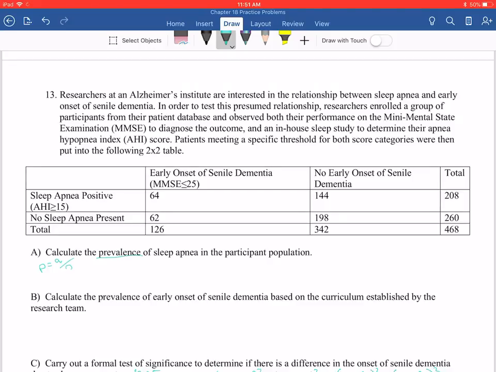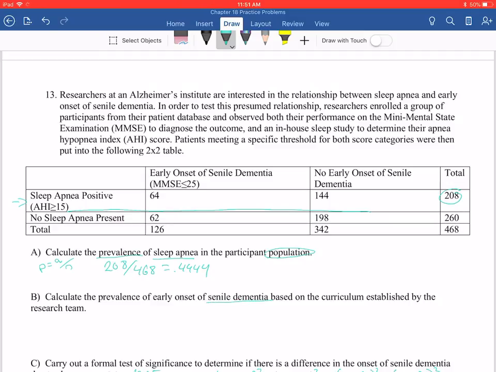So here we have our prevalence. Remember, prevalence is going to equal A over N, the total. It's whatever area we're looking at. For this one, we're looking at the prevalence of sleep apnea in the participating population. When you have sleep apnea, this entire column here is all sleep apnea individuals. So when we want to calculate the prevalence of sleep apnea in the population, we find our total. This is going to be 208 over 468, and that is going to equal 0.4444.